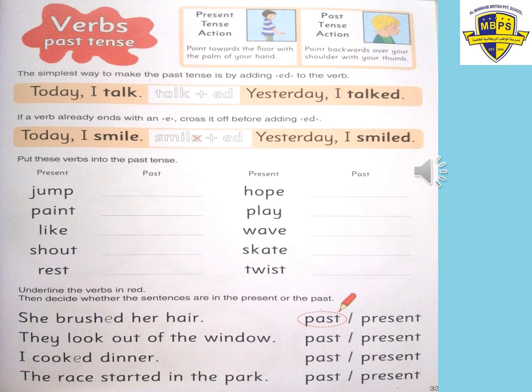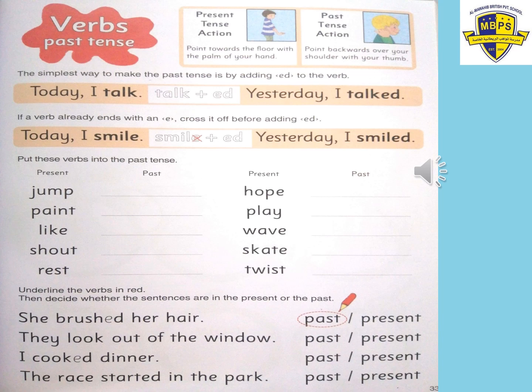Put these verbs into the past tense. We have here some verbs in the present tense. You are going to put them in the past tense. As I told you, you are going to add an ed at the end of the verb. But if you have already e at the end of the verb, cross it out, then add the ed. Let's see, the first one is jump. What are we going to add? Ed. Very good. So it will be jumped.